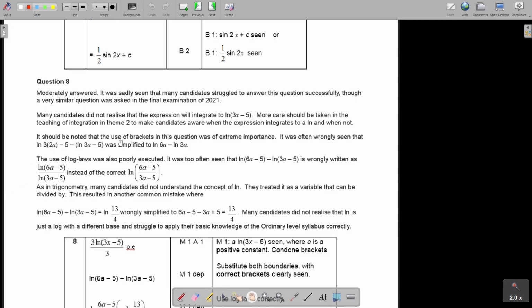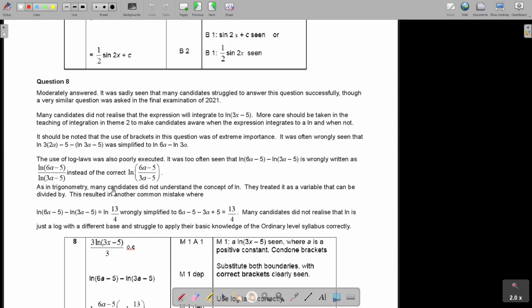It should be noted that the use of brackets in this question was of extreme importance. It was often wrongly seen that ln was simplified. Okay. The use of log laws was also poorly executed. Okay. It was too often seen that this is wrongly written out, with only one ln for the division and two for the subtraction, instead of this. It's just the formal way. Just concentrate on that, especially in this level of mathematics. So, or actually always, but very important that the formal way of writing is important at this level.